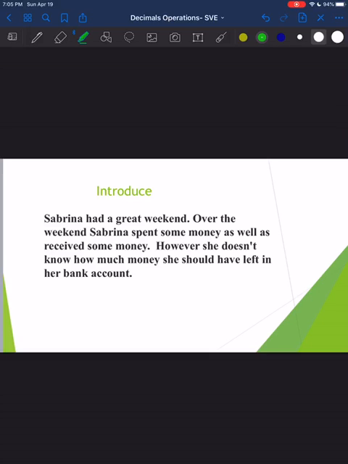Correct. Sabrina has spent some money. So if I am spending money, that means that I am doing what type of operation? Correct. Subtracting. And also, it says Sabrina received some money. So if you receive some money, what type of operation is that? Correct. Addition. So in this lesson today, we will be talking about adding and subtracting decimals.